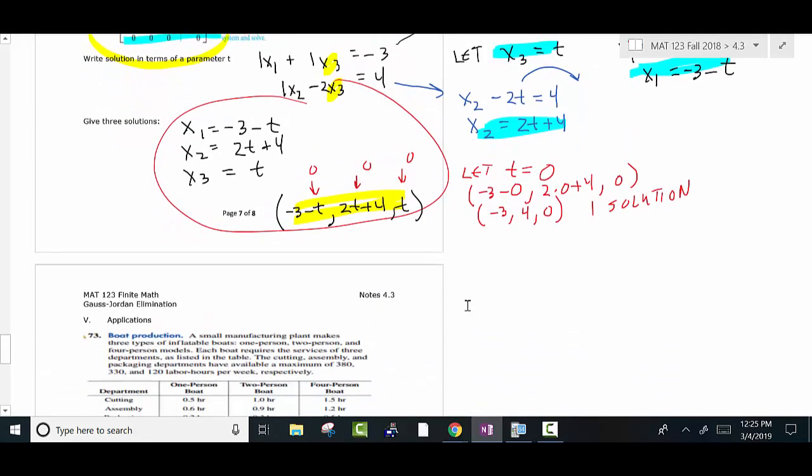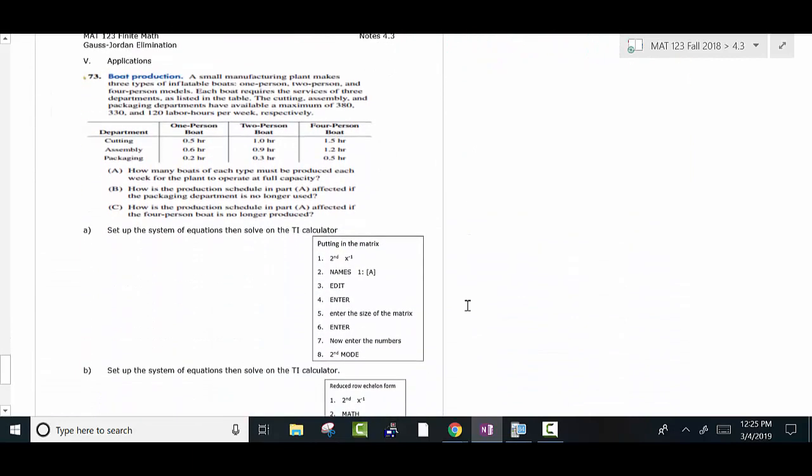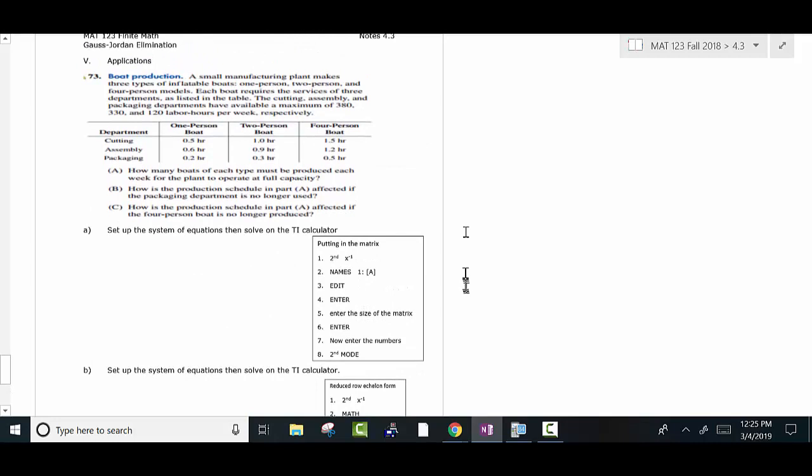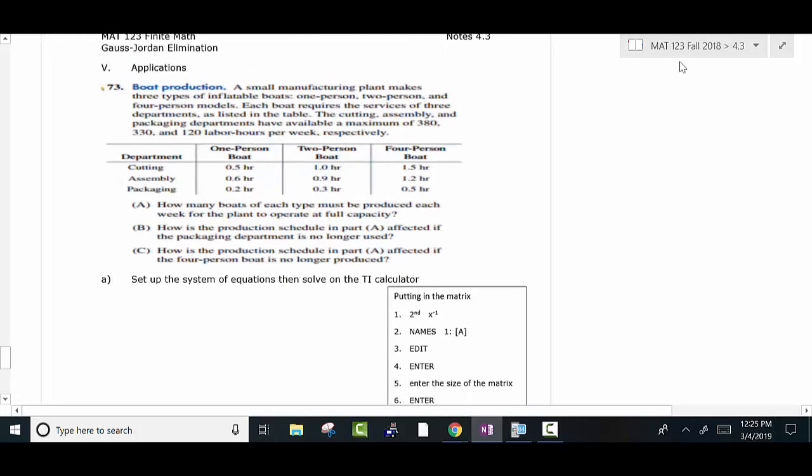Okay. Let's see. Let's go to this next one. I'm going to finish this section up with just this application. And this is going to be similar to what we're going to end up doing in the next chapter, in chapter 5. We're going to learn how to do something called linear programming. So this is kind of a typical situation that you have.